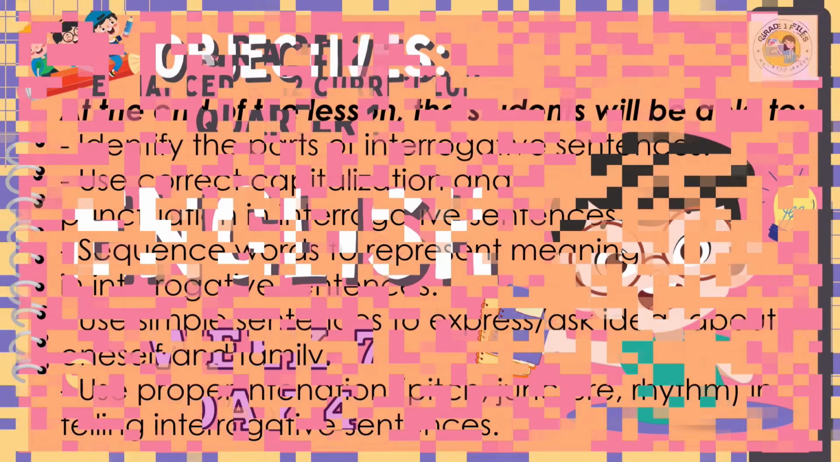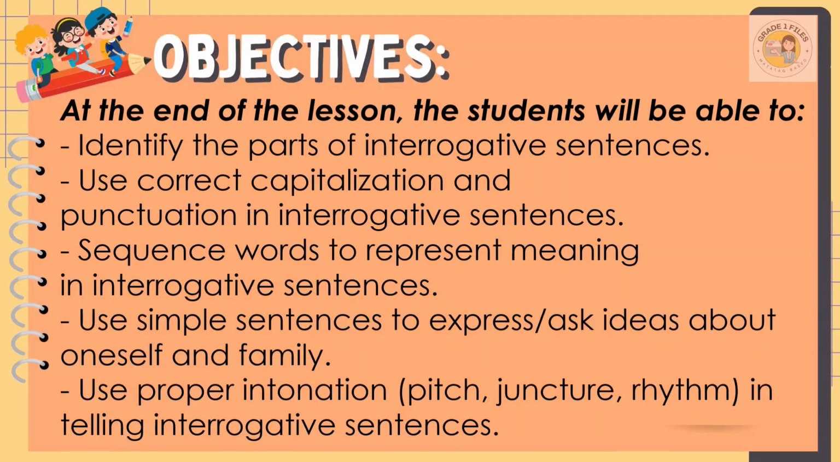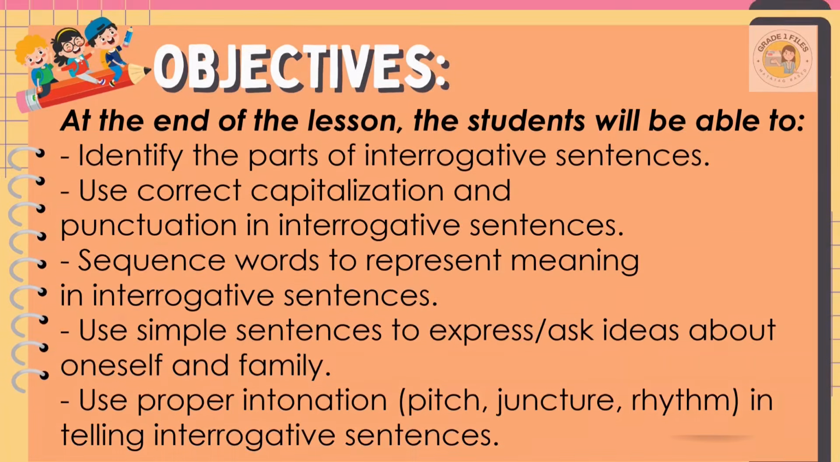Day 4. Objectives. At the end of the lesson, the student will be able to identify the parts of interrogative sentences. Use correct capitalization and punctuation in interrogative sentences. Sequence words to represent meaning in interrogative sentences. Use simple sentences to express or ask ideas about oneself and family. And use proper intonation like pitch, juncture, and rhythm in telling interrogative sentences.